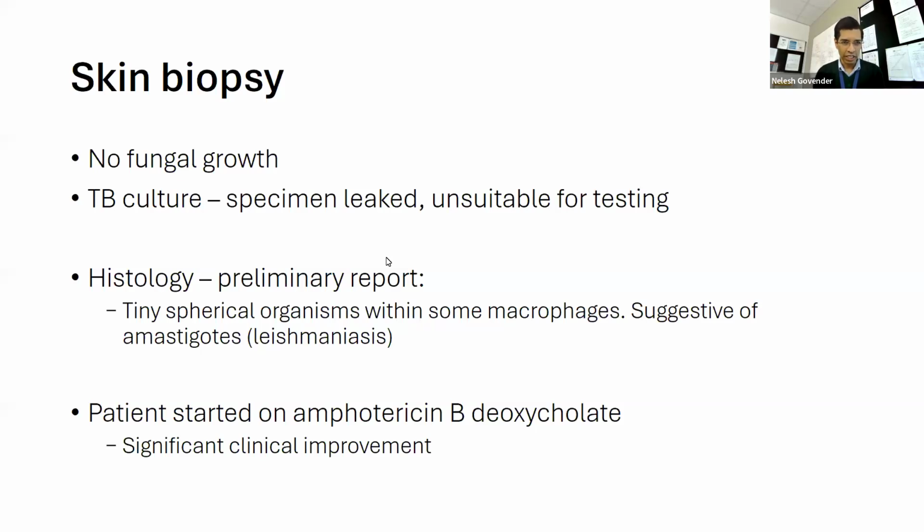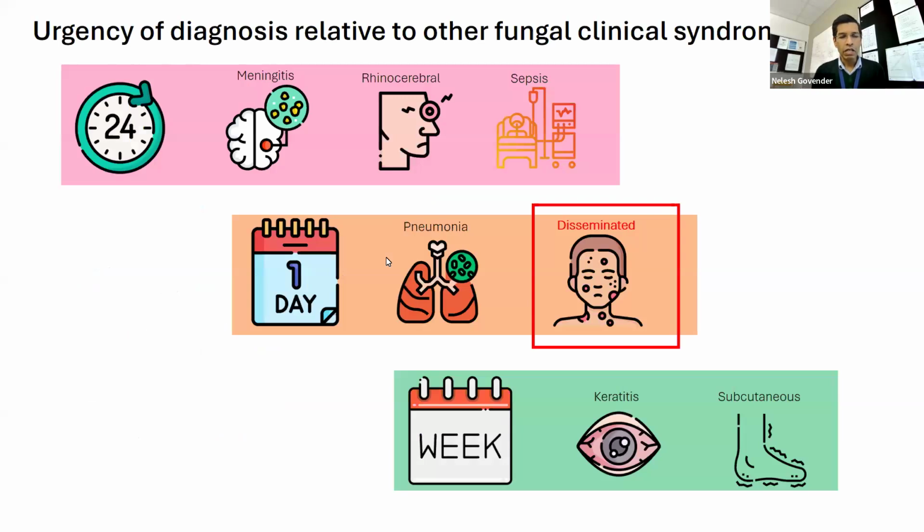But in histology, they noted tiny spherical organisms within some of the macrophages, which they thought was suggestive of the amastigotes of leishmania. So the patient was started on amphotericin B deoxycholate, which is appropriate treatment for leishmaniasis, with significant clinical improvement. But of course, I'm telling you about histoplasmosis and emergomycosis. So, this is one of those two diseases.